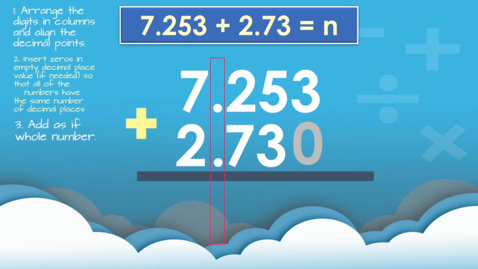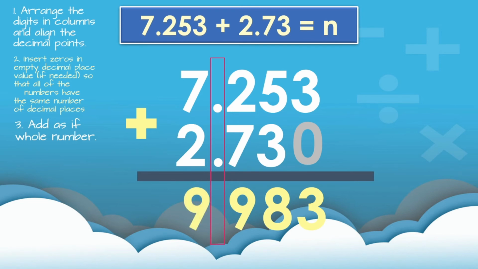So 3 plus 0, we have 3. 5 plus 3, we have 8. 7 plus 2, we have 9. 7 plus 2, we have also 9. And then don't forget to put the decimal point.